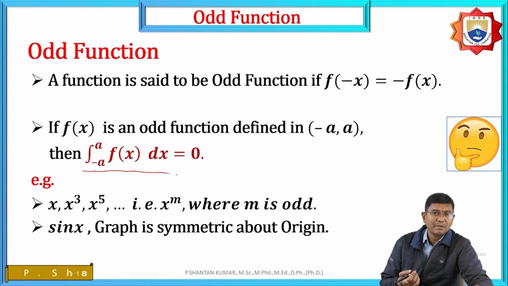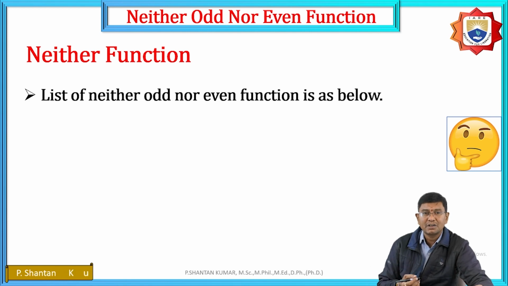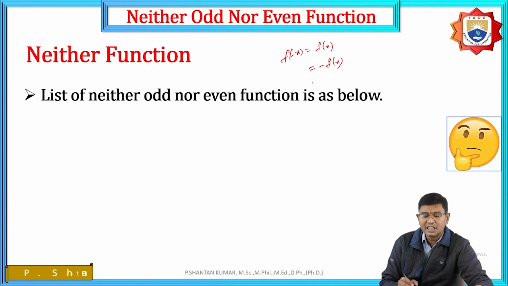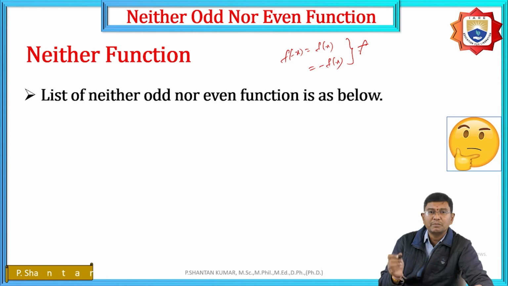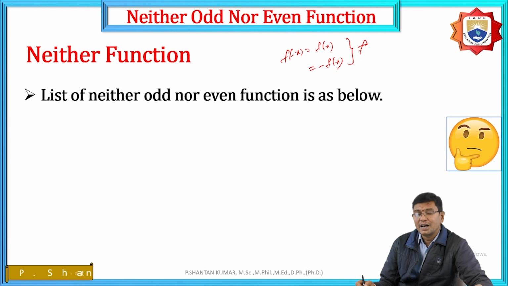In the trigonometric functions, sine is also a suitable example of an odd function, and the graph of an odd function always passes through the origin. A neither function is one that is neither even nor odd. That means if f of minus x is equal to f of x, it is an even function, and if f of minus x is equal to minus f of x, it is an odd function. But if neither condition is satisfied, the function is said to be a neither function, not even and not odd.